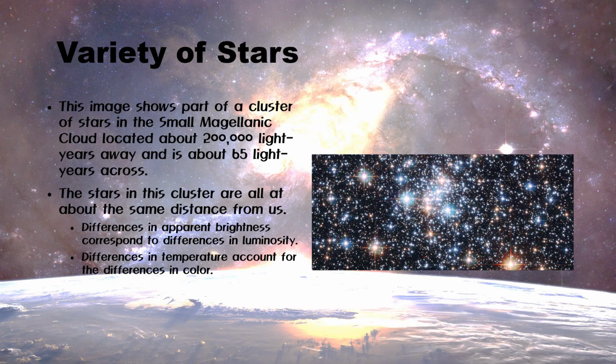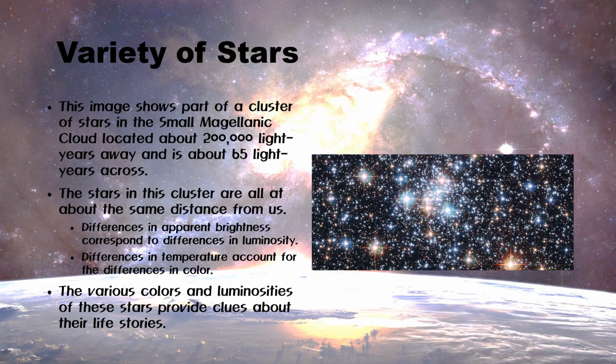Now the stars in this cluster are all about the same distance from us. And the differences we see in apparent brightness therefore correspond to differences in luminosity. Differences in temperature account for the differences we see here in color. Now the various colors and luminosities of these stars provide us clues about their life stories.